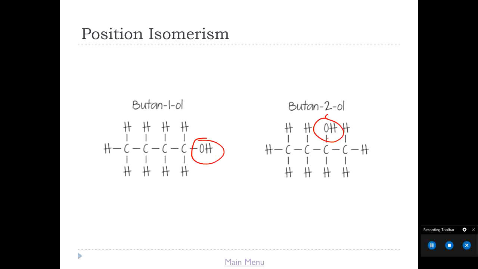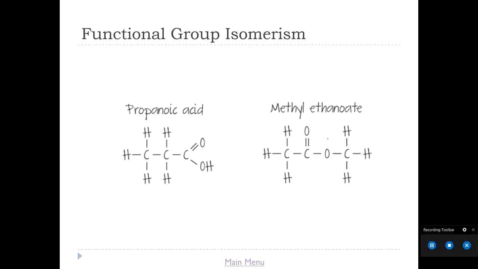Okay, and the last type of isomers that we have are functional group isomers. In this case, if you look at our first one, we have propanoic acid, so 3 carbons with a carboxylic acid group. Okay, and then the second one, an isomer of this, is methyl ethanoate. So here we have the ester functional group compared to the carboxylic acid functional group. So a functional group isomer is when the functional group actually changes by changing the position of the atoms.